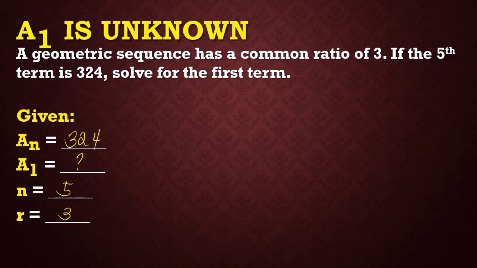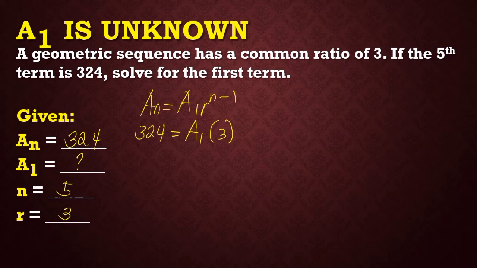Now, applying the formula, so what is a sub n? That is 324. What is a sub 1? So, yun po yung hahanapin natin. And then, ratio, the common ratio, that is 3.